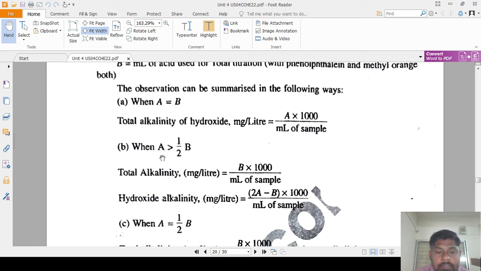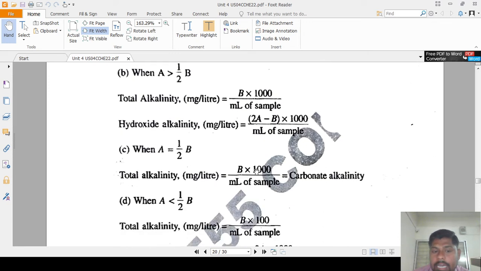When A is greater than 1/2 B, this can be found out with the help of your readings. If A is equal to 25 ml and B is also equal to 25 ml, then A is equal to B, so the alkalinity is found with the help of this equation. If A is equal to 25 and B is equal to 12.5, that is A is greater than 1/2 of B. Half of B, that means if B is equal to 25 ml, half is equal to 12.5 ml. That means A is greater than 1/2 of B. In that case, this equation is utilized to find out the alkalinity.